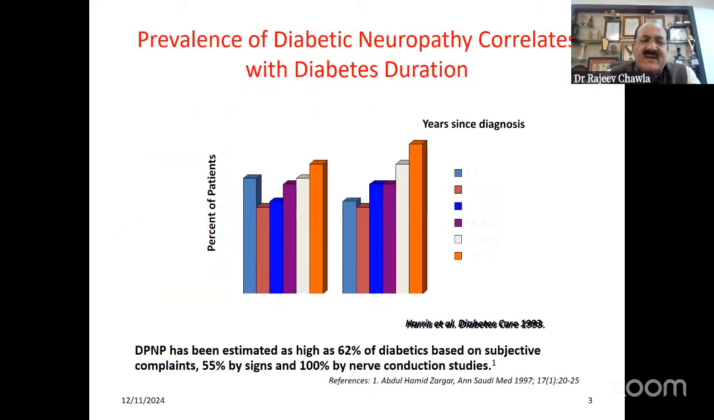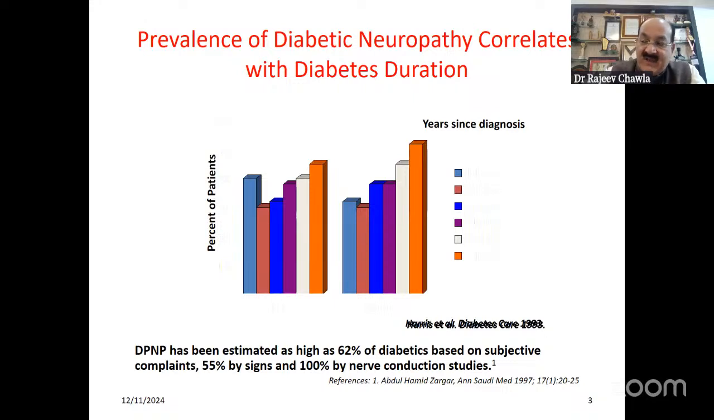There have been various estimates on the prevalence of diabetic neuropathy. This is one of the earliest studies, done in 1993 by a very close friend, Professor Jargar from Sher Kashmir Institute, a very senior endocrinologist. He said that for diabetic peripheral neuropathy there have been various estimates. It could be seen in about 62% of patients when based on subjective complaints of the patient. If you try to document the signs, again almost 55% of patients might have evidence of peripheral neuropathy.